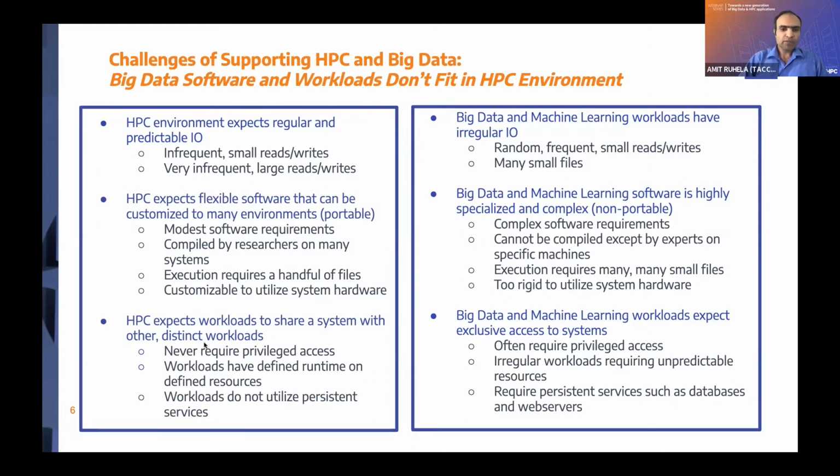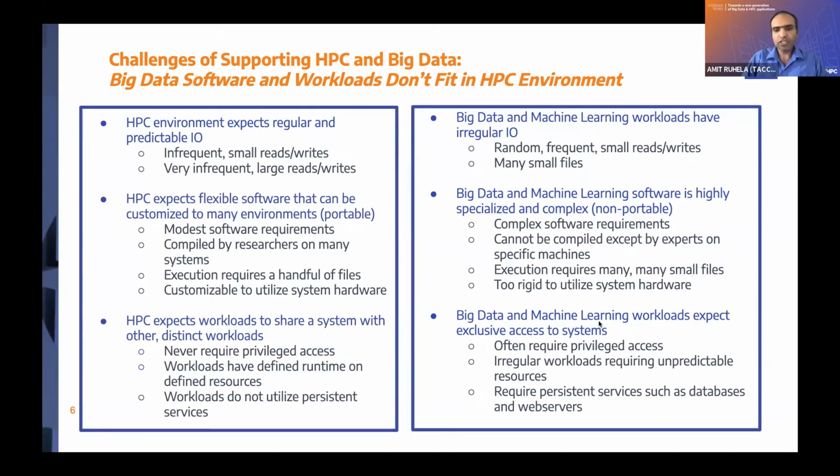HPC expects workloads to share a system with various other distinct workloads, because HPC systems are pretty large. They are used by hundreds of users every day. So they expect workloads to be shared, and all the users work collectively on those resources to solve their respective problems without hurting each other.